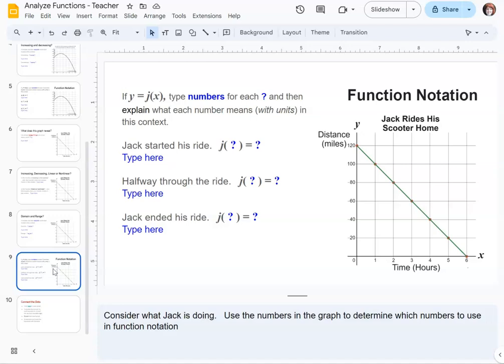And then Jack ended his ride. He ended his ride when he made it home. So at 6, being 6 hours, he was at home. So that's what he needs to type for the description of what it means. But be sure they use units. So we need to put the words miles and hours in these statements.